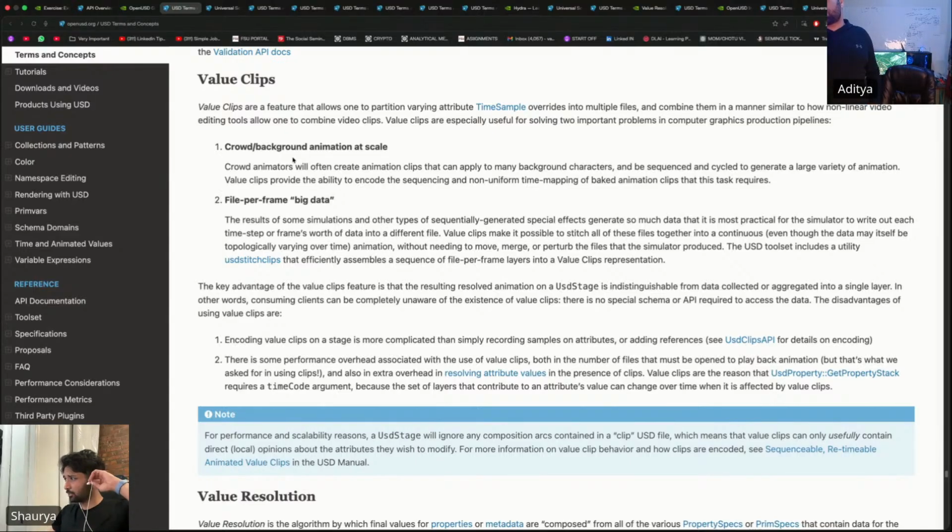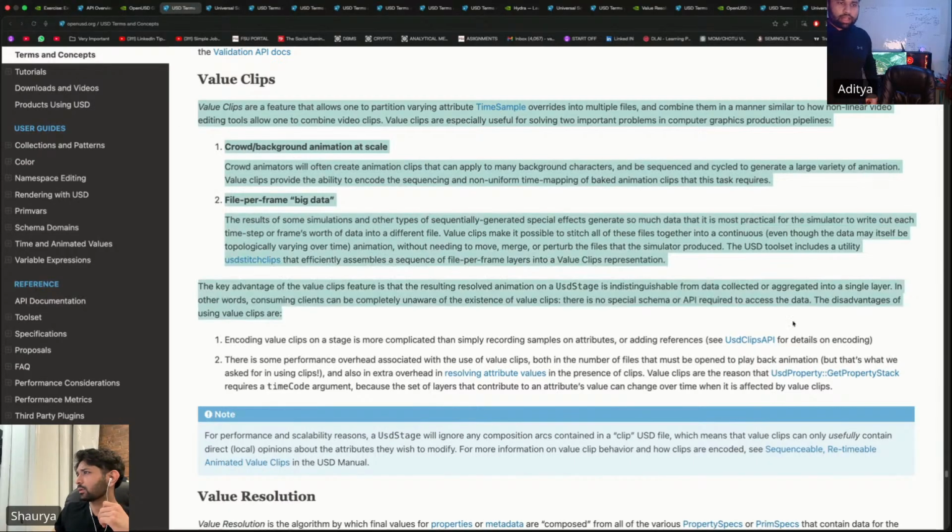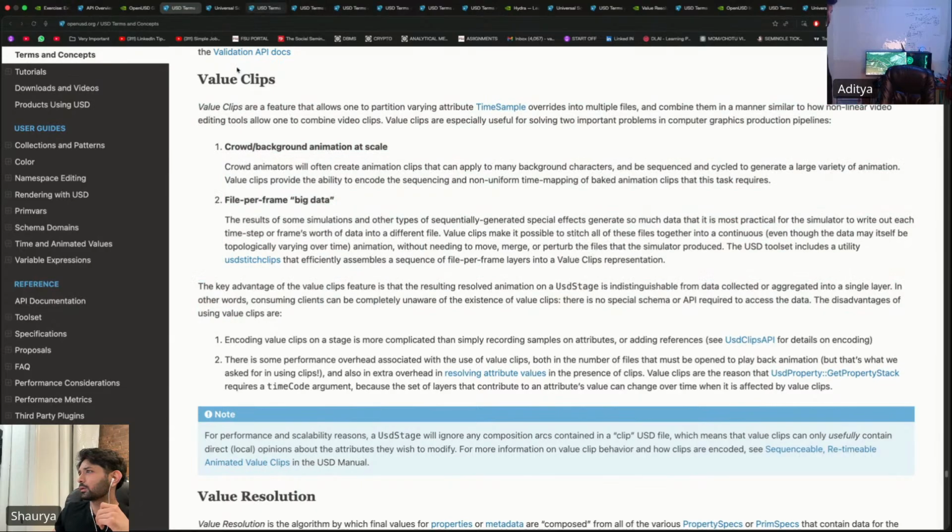Value clips are the reason that UsdProperty GetPropertyStack requires a time code argument, because the set of layers that contribute to an attribute is affected by value clips. I partially understood what this does, but I think we need to go to AI for sure.